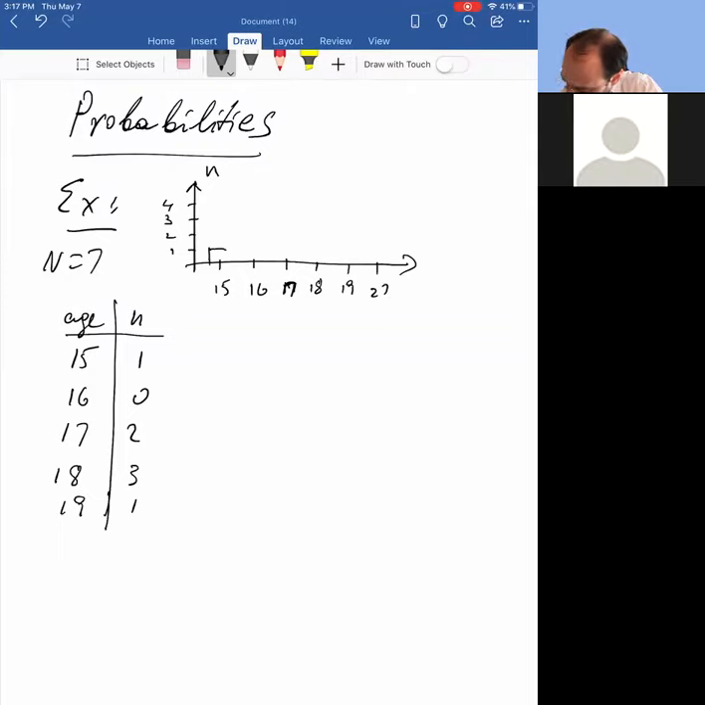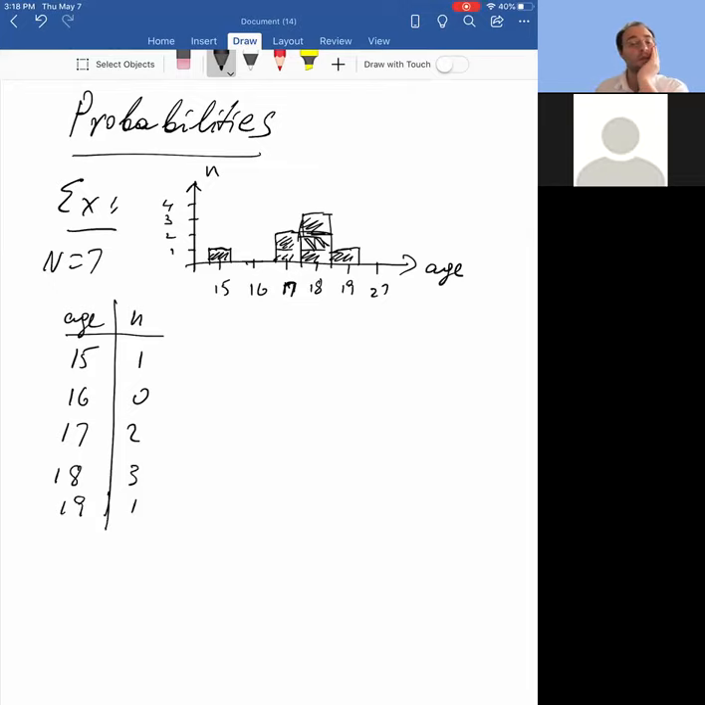Okay, so you have 1 person of age 15. There's no one of age 16. There are 2 people of age 17. Okay, so this bar is twice as tall. And then there are 3 people of age 18. So this bar is 3 times as tall. Okay, so 1, 2, 3. And 1 person of age 19. So that's what it looks like. So this is age, and this is number of people of that age.